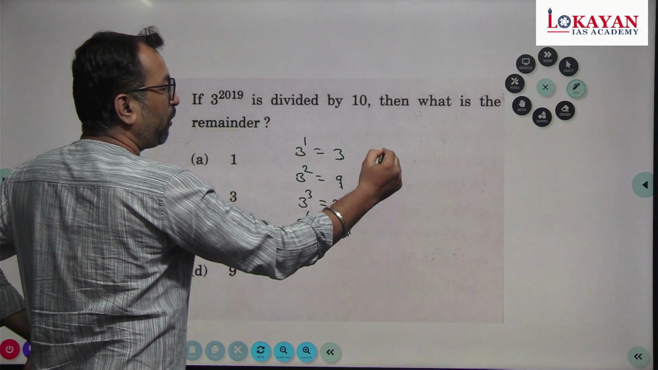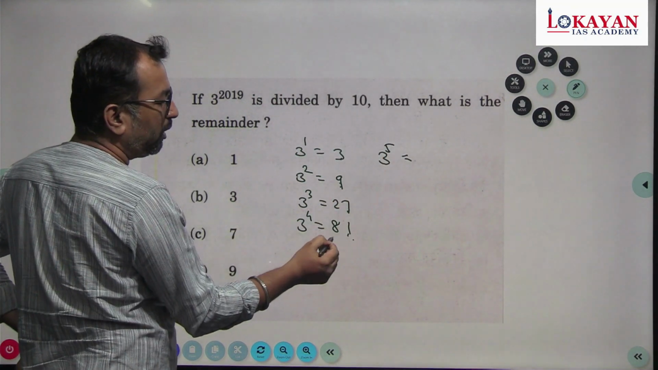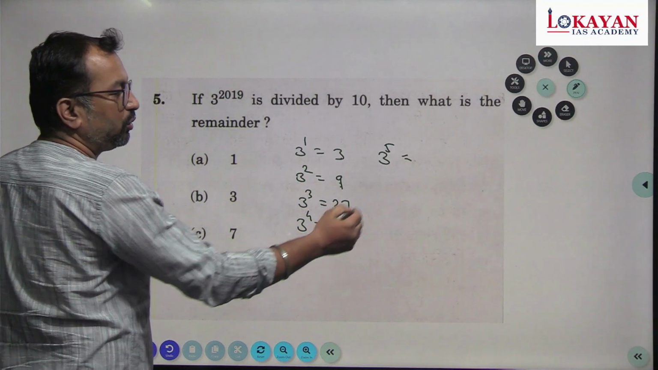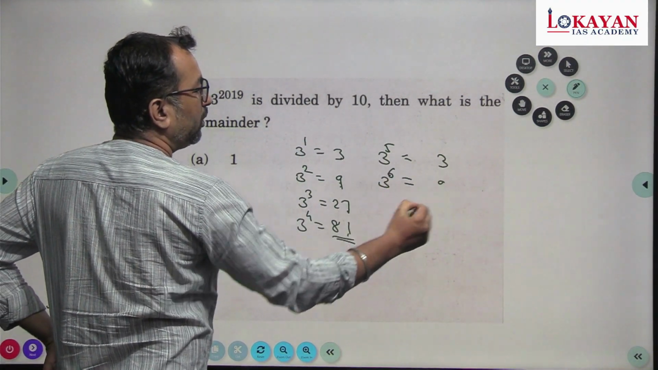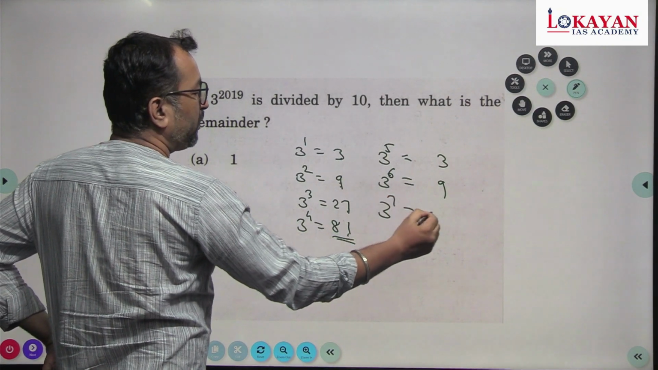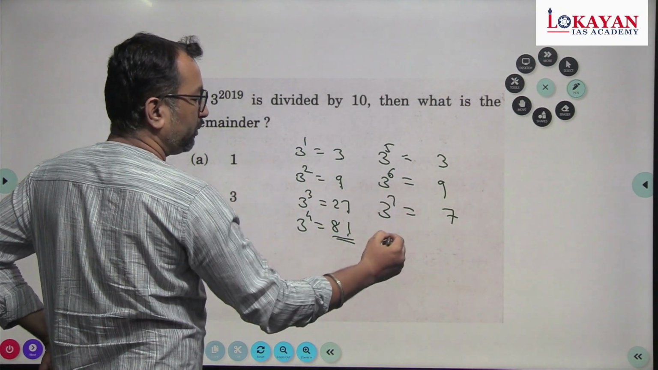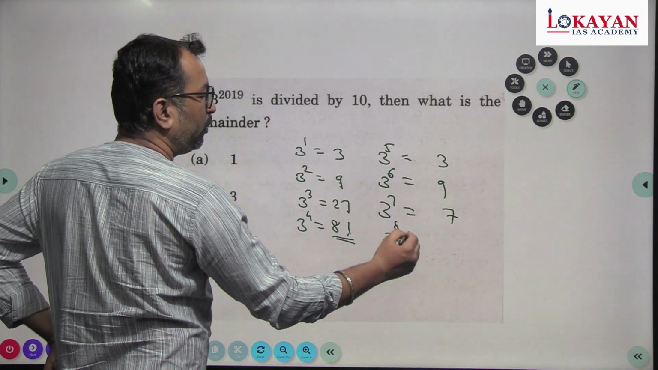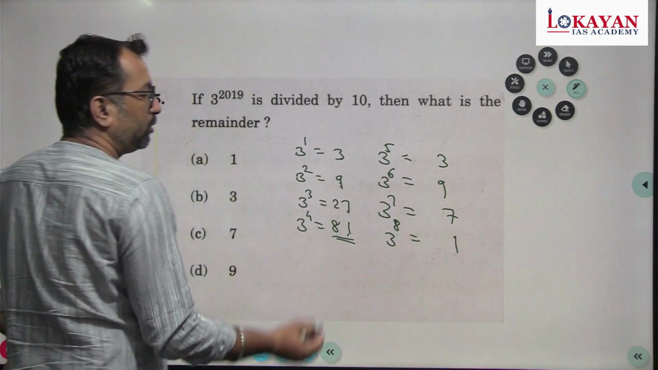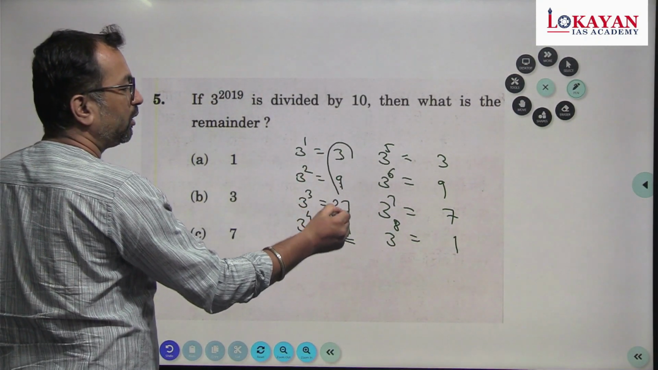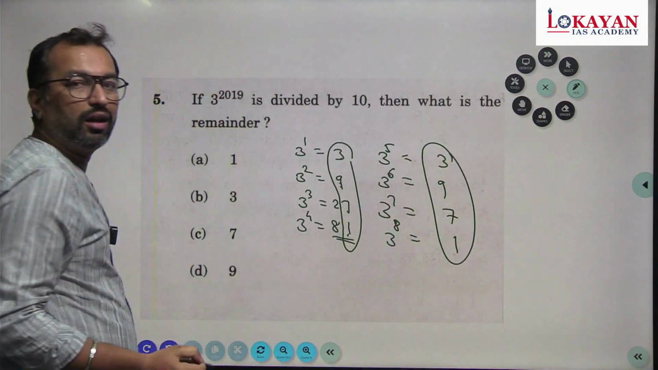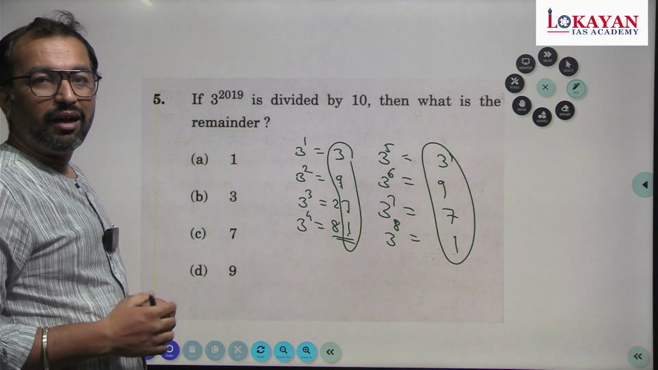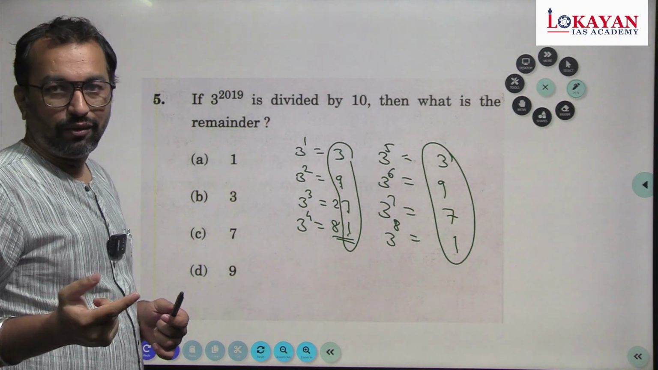What will be 3 to the power 5? Again I will have to multiply 81 with 3, so unit place will be 3. 3 to the power 6, unit place will be 9. 3 to the power 7, unit place will be 27 or 7. 3 to the power 8, unit place will be 1. So look at the unit places: 3, 9, 7, 1, 3, 9, 7, 1. They are repeating. After every 4 times, they are repeating themselves.